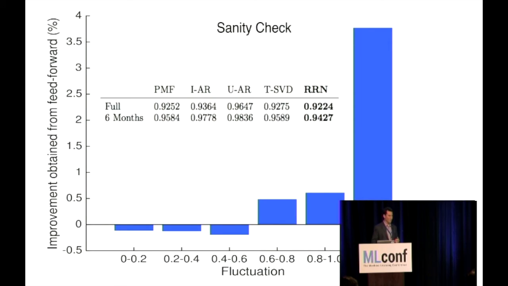Sanity check: we basically looked at how much better we do for different movies. You can look at the various scores and see that RRN, recurrent recommender networks, works better than others, but basically what you can see is that it works better, especially for movies where the rating fluctuates a lot. So for those, we catch it early, which is kind of what you want, right?